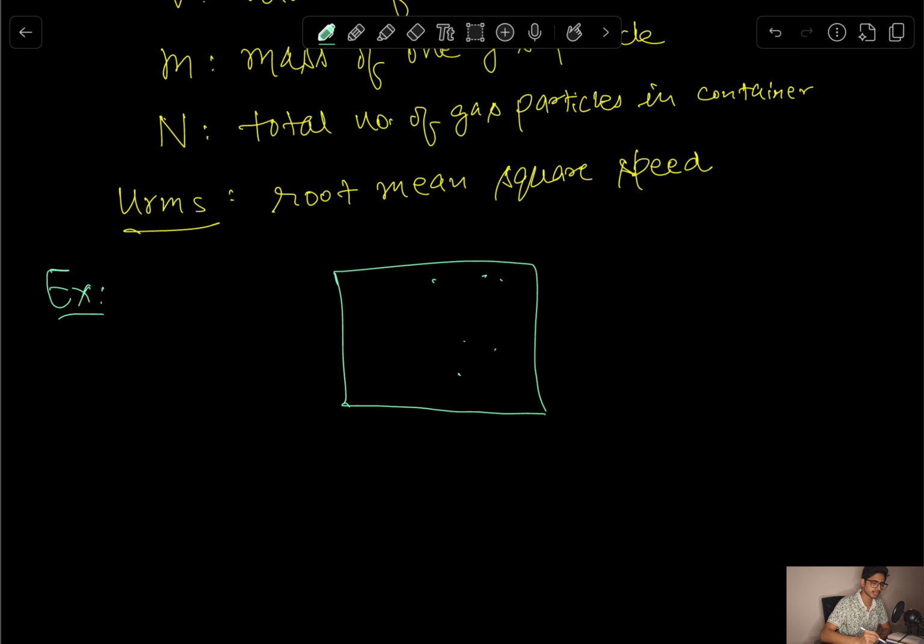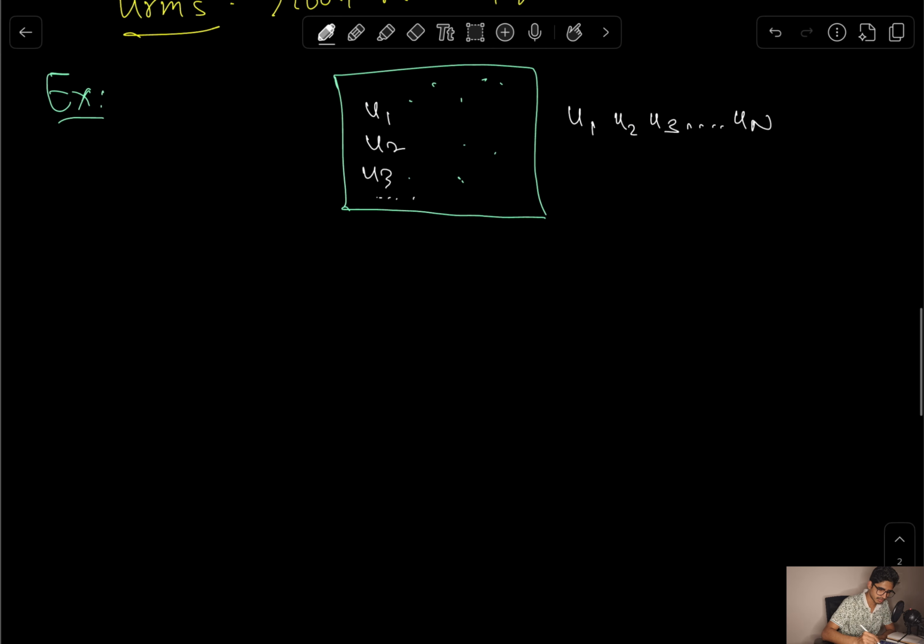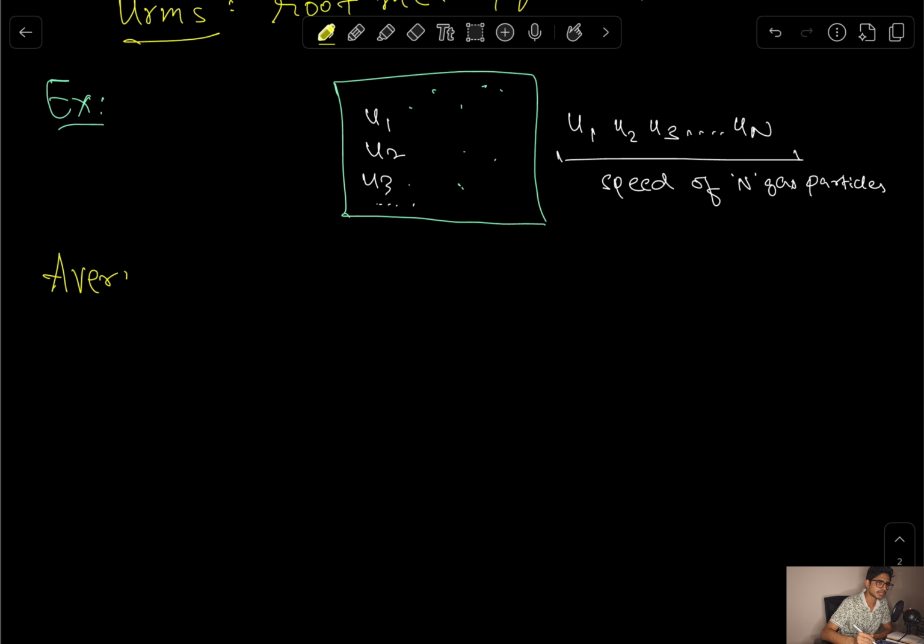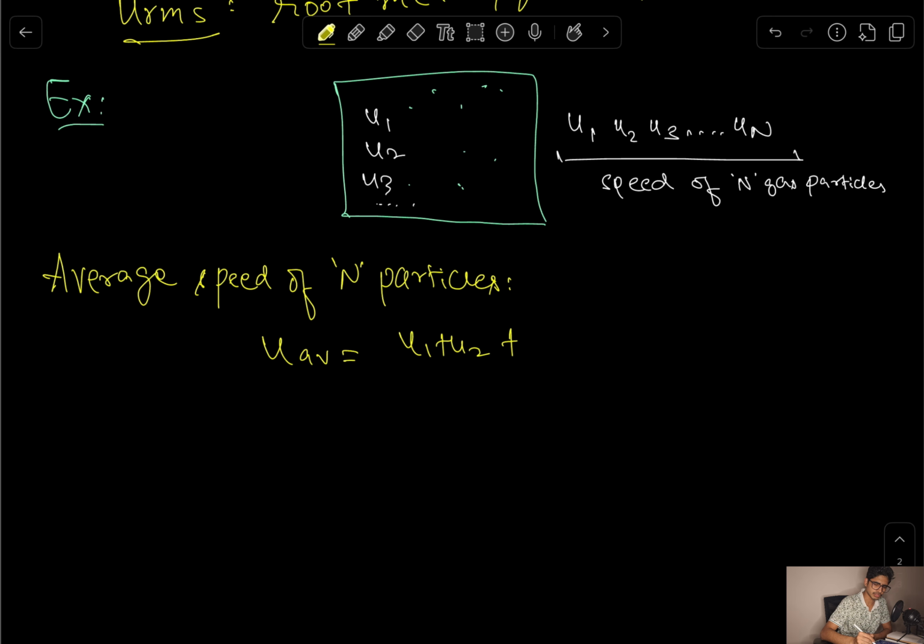So I have drawn a container where we have many particles. Let's call the speeds of these particles u1, u2, u3 respectively. So these are n particles with speeds ranging from u1 to un. And if we have to write the average speed of these n particles, how will we write it? We can write the average speed as u average = (u1 + u2 + u3 + ... + un) divided by the total number of particles, that is n. So this will be the average speed.